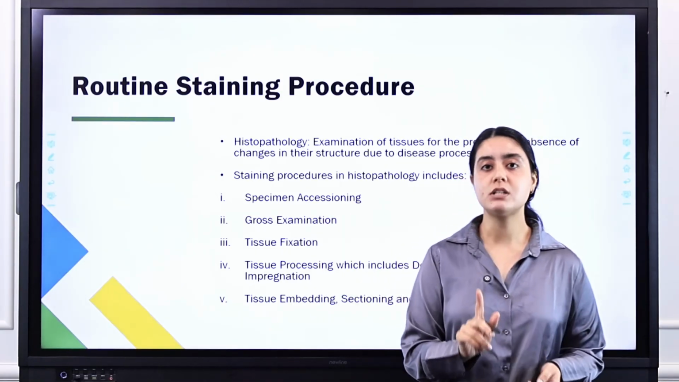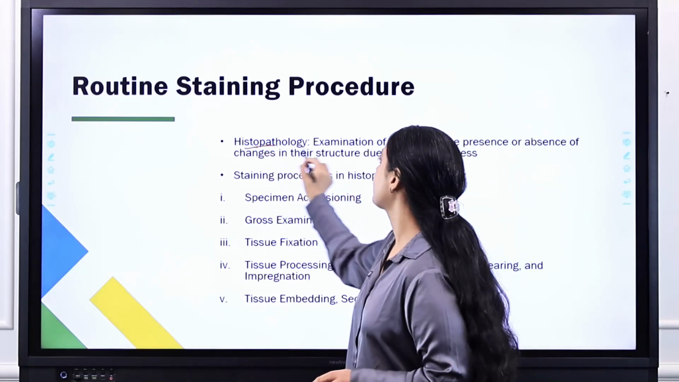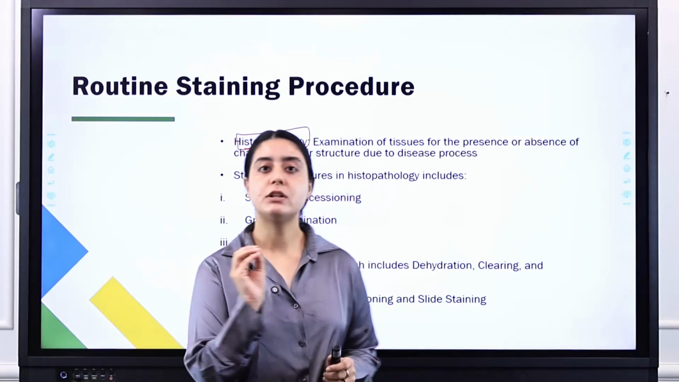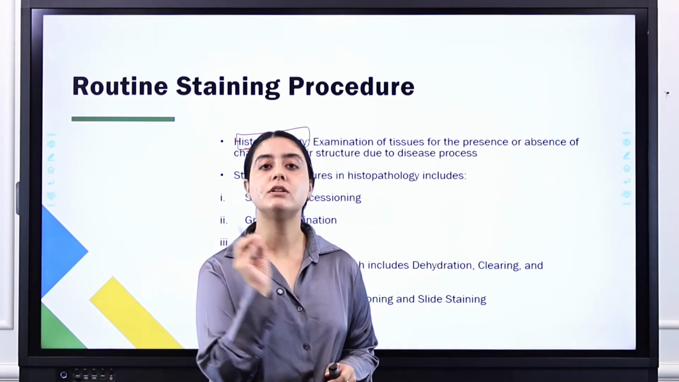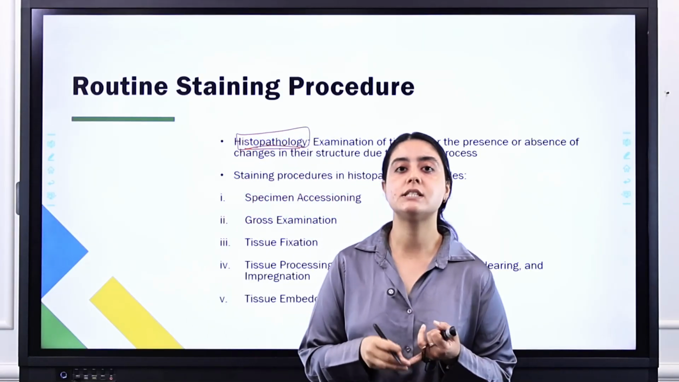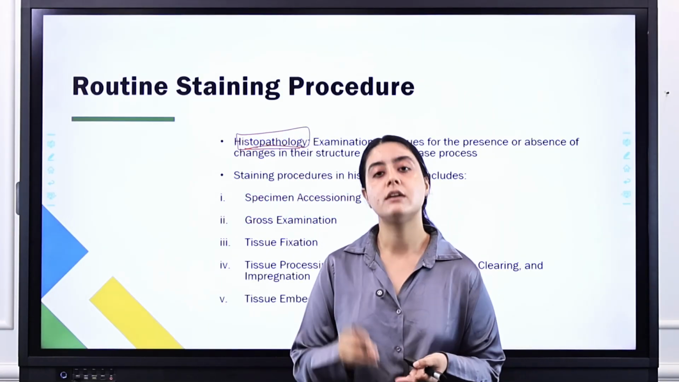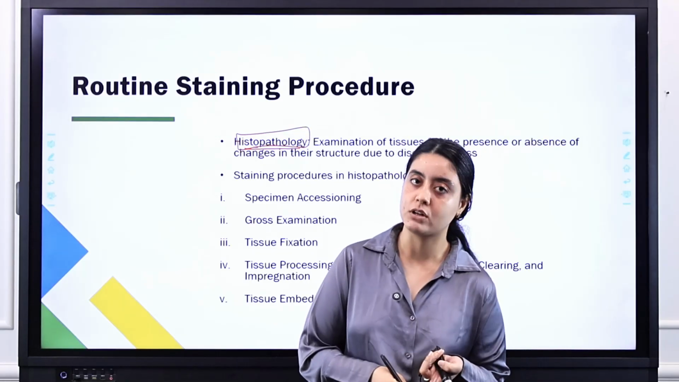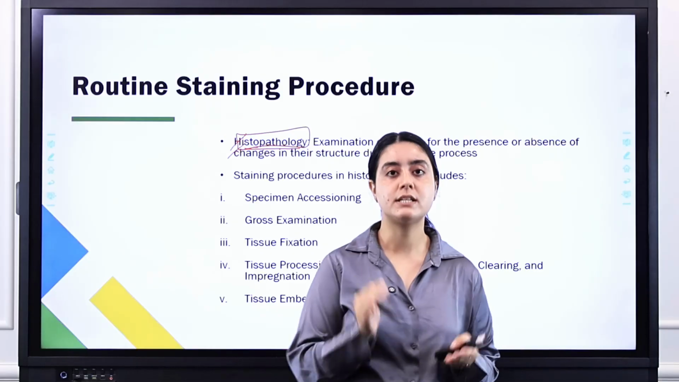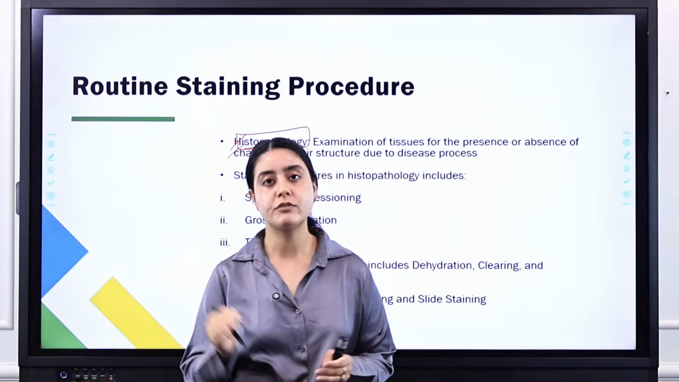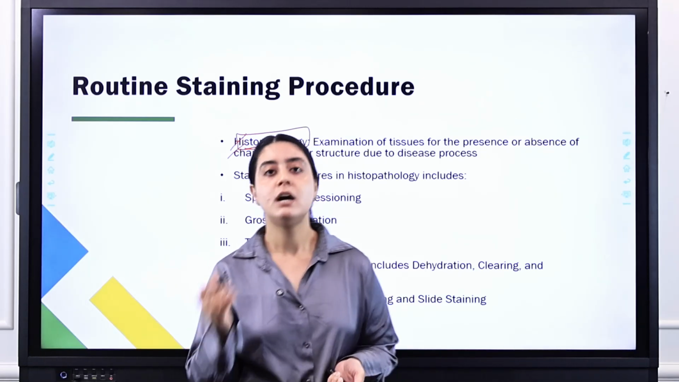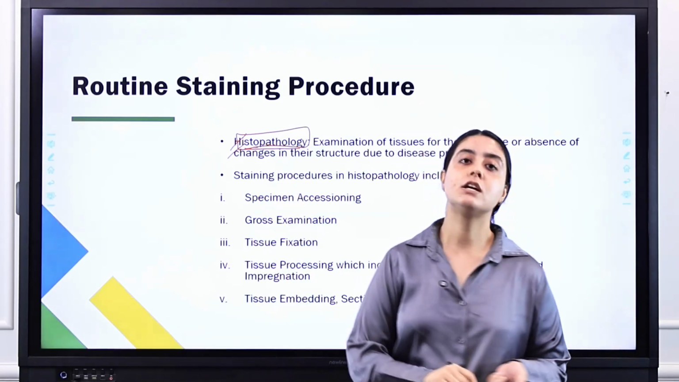So let's discuss first what is histopathology. See, there is a main subject, pathology, which you are going to study, and pathology has different branches as we all know. So we have hematology, cytology, cytopathology, and histology. So today we discuss histopathology. As I have told you, pathology has different branches such as hematology. So what is hematology? Hematology is the study of blood.